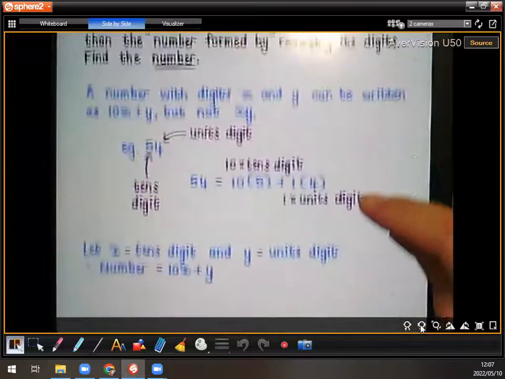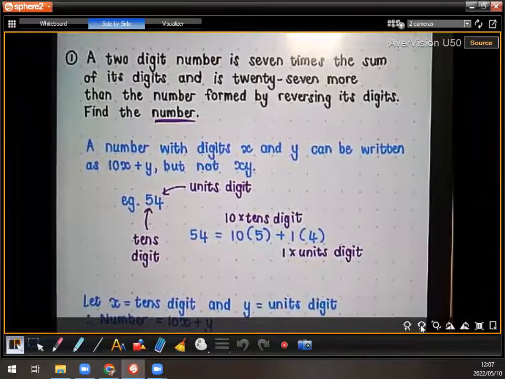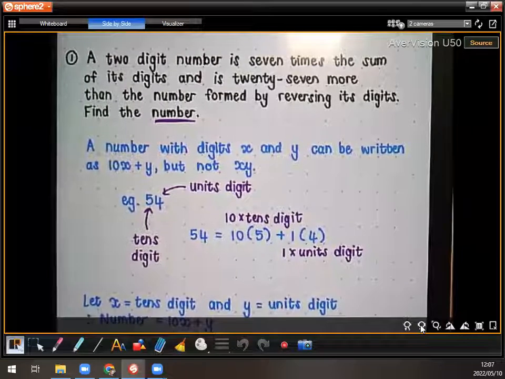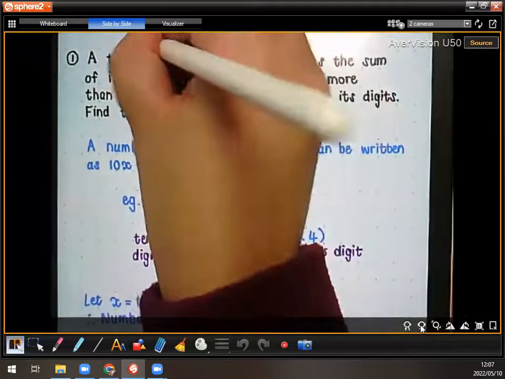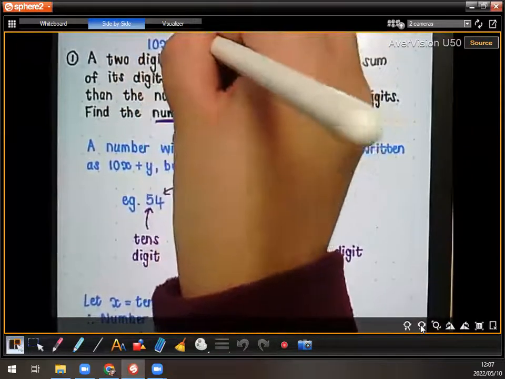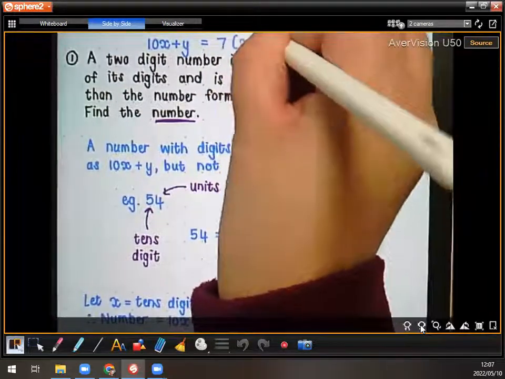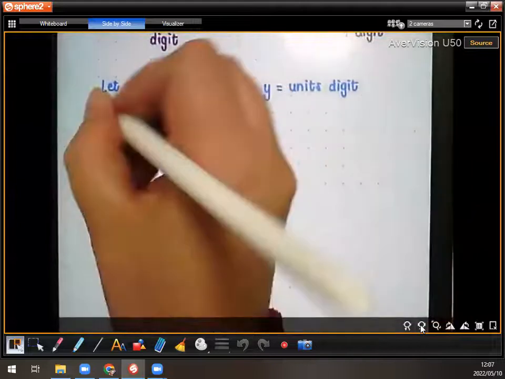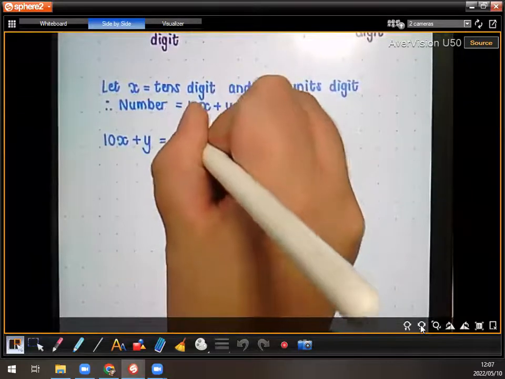Now guys, what are they telling us about this scenario? They say a 2-digit number is 7 times the sum of its digits. So what is our 2-digit number? It's 10x plus y, right? It is equal to 7 times the sum of its digits. Do we agree with that? So that is going to be one equation. Let's write that: 10x plus y is 7 times (x plus y).